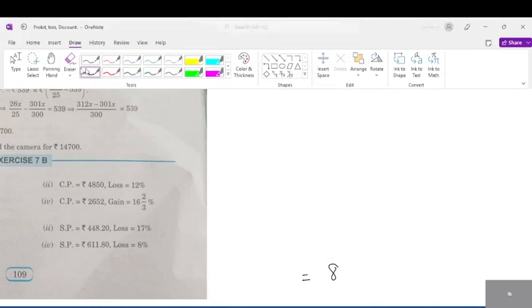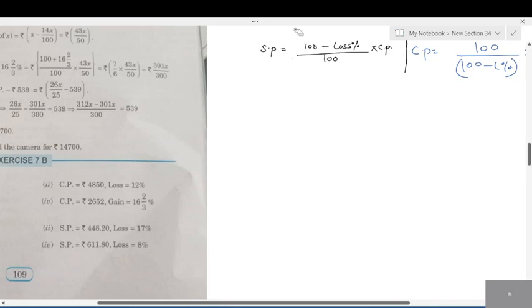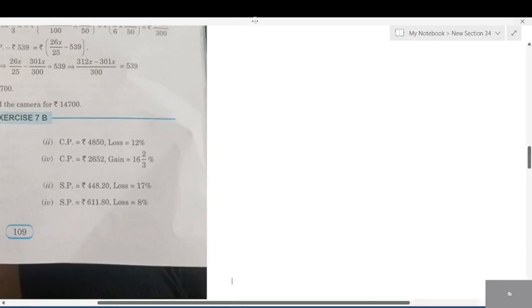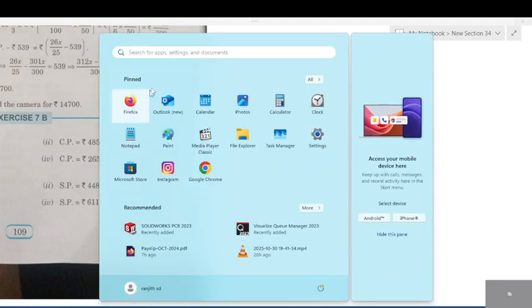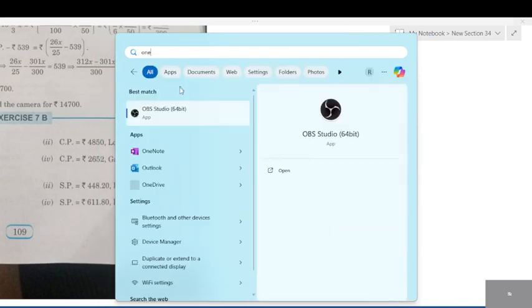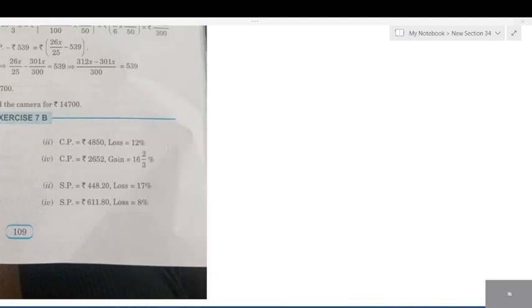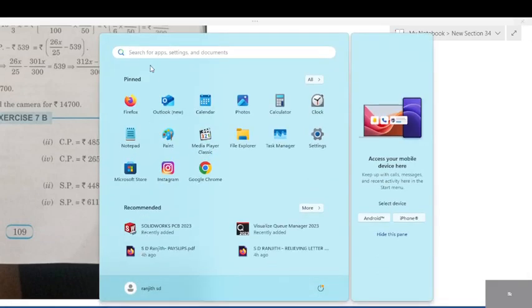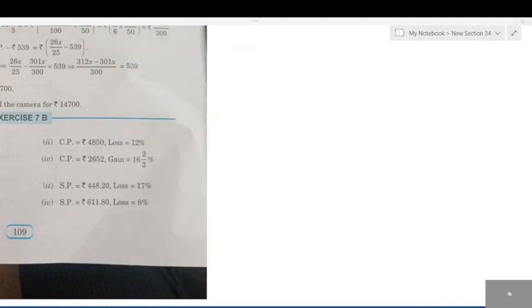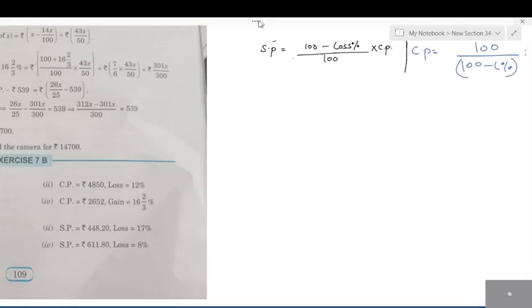Next, second question. What is given? Loss or profit? Loss is given. And cost price is given. We need to find selling price. For selling price, where will the formula be? Numerator or denominator? 1 minute. So what's the formula, students?